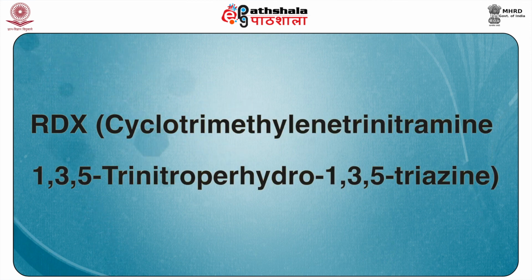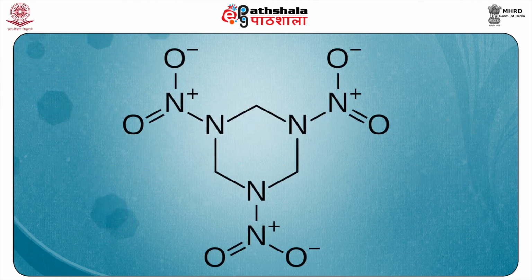RDX, Cyclotrimethylenetrinitramine, 1,3,5-trinitrohexahydro-1,3,5-triazine. RDX is synthesized by adding hexamethylene tetramine to excess concentrated nitric acid at 25 degrees Celsius and warming it to 55 degrees Celsius. RDX is precipitated with cooled water and the mixture is then boiled to remove any soluble impurities. Finally, purification of RDX is carried out by recrystallization from acetone.